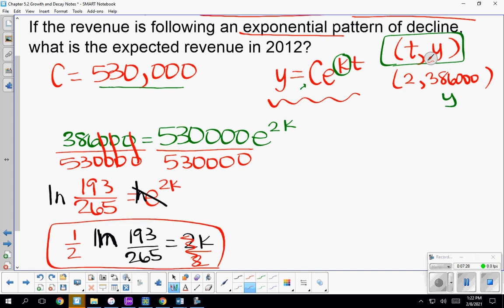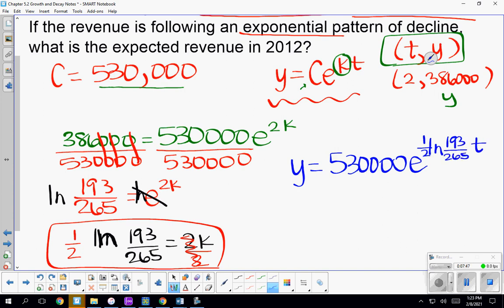Now that I know all the parts to my equation, I can go ahead and write out my generic equation. So y equals that initial value times e^(kt). Now K we just found to be 1/2 ln(193/265), and that's times t. So this is my generic model for this problem.